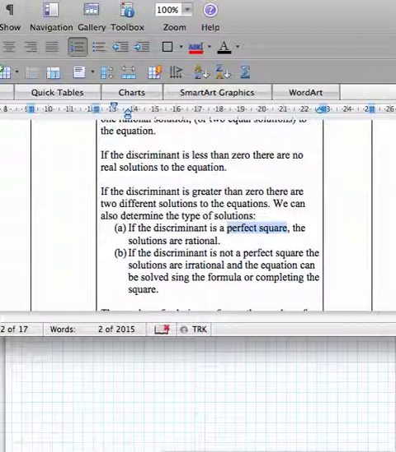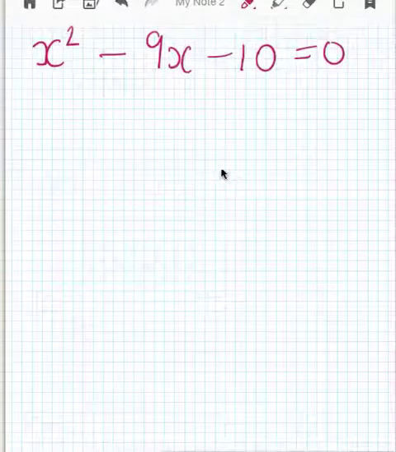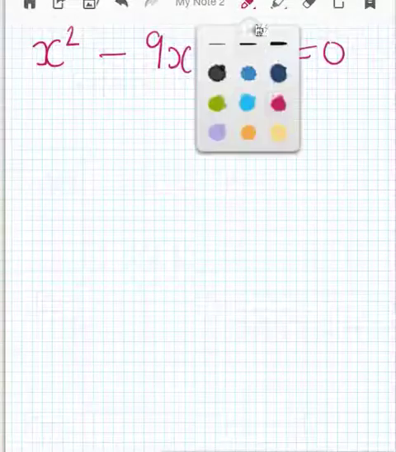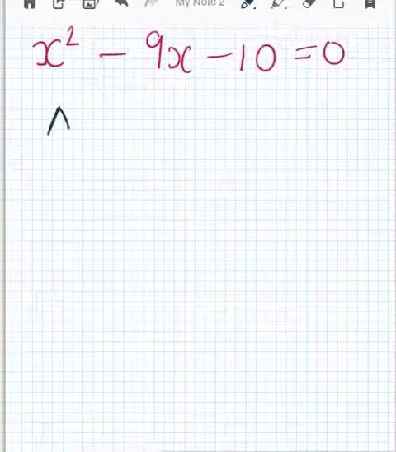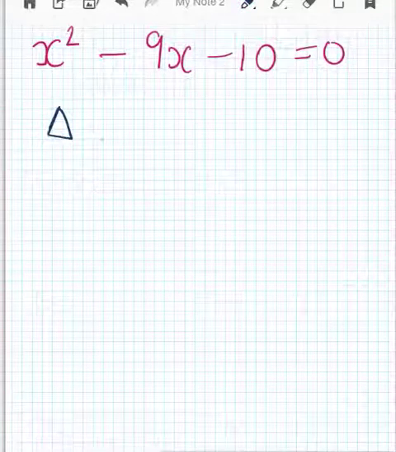If the number is not a perfect square, you will have irrational solutions. So let's do an example. So here's our third equation. And now let's once again first see if our equation will have any solutions and what type of solutions they'll be, if there are any.